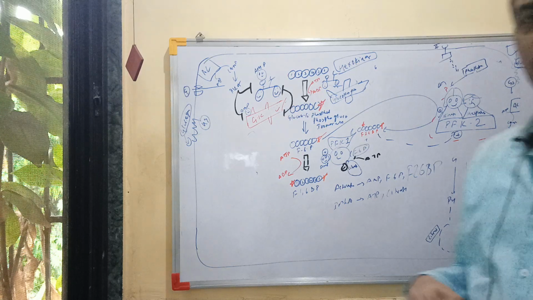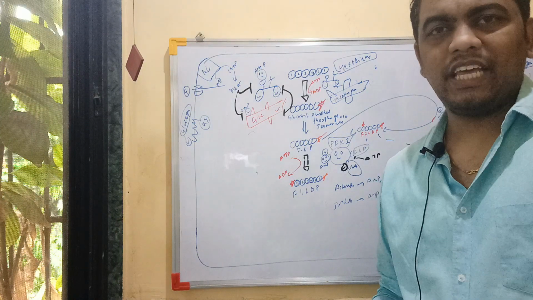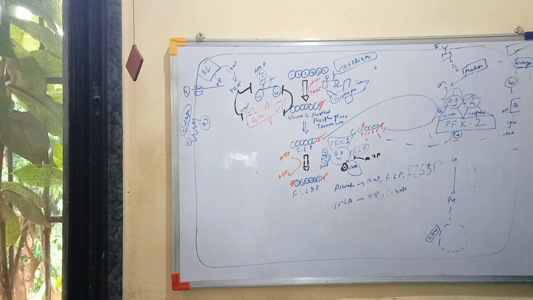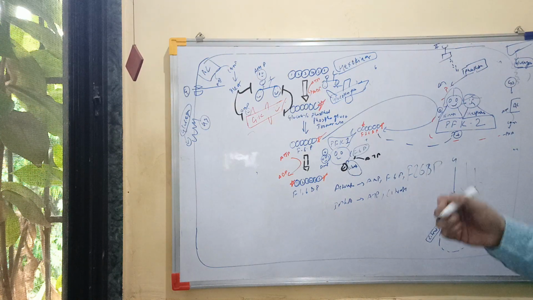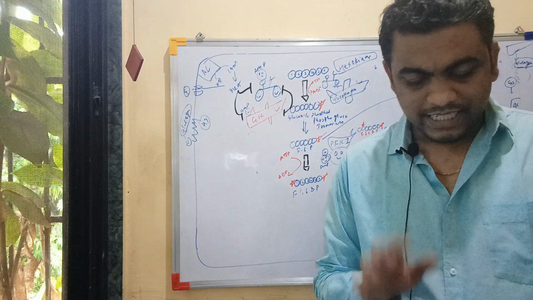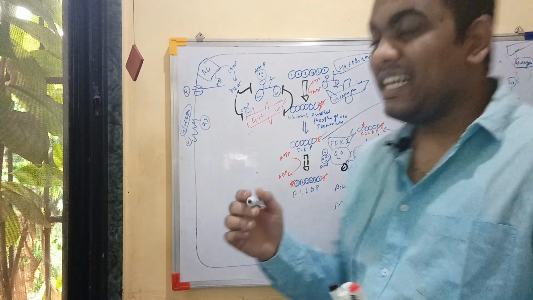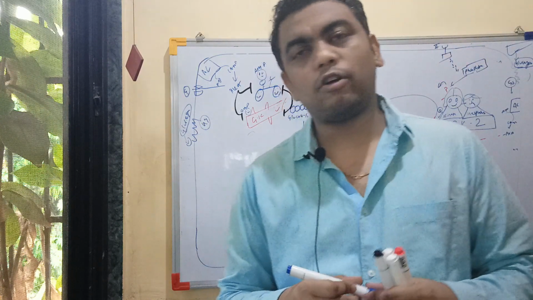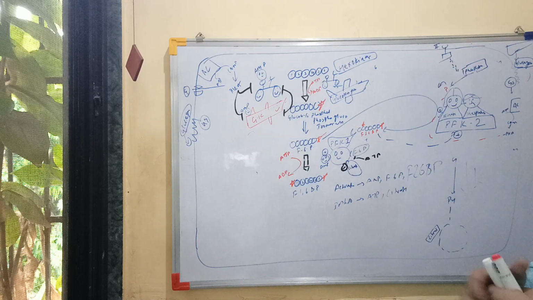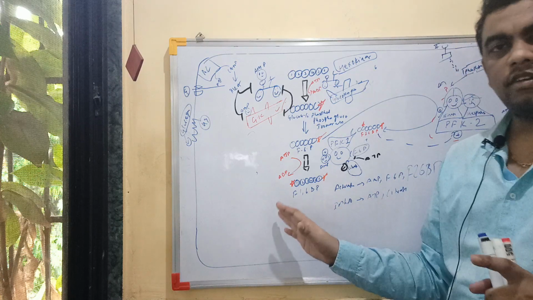Also see, in the starting when I was talking about the ATP to ADP ratio: when the ATP to ADP ratio is more, of course glycolysis should decrease, and if the ADP to ATP ratio is more, glycolysis should increase. Exactly that is happening over here. I hope you understood this step. This is a very important step.